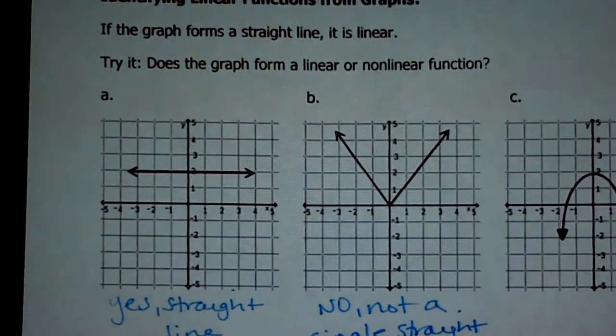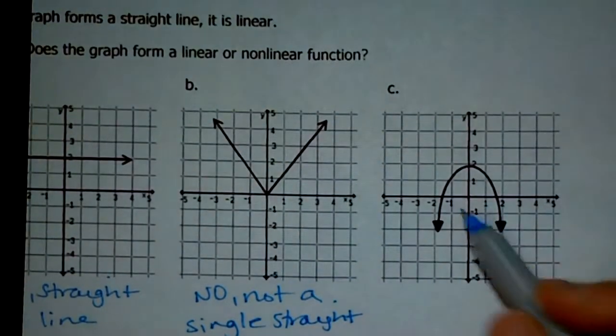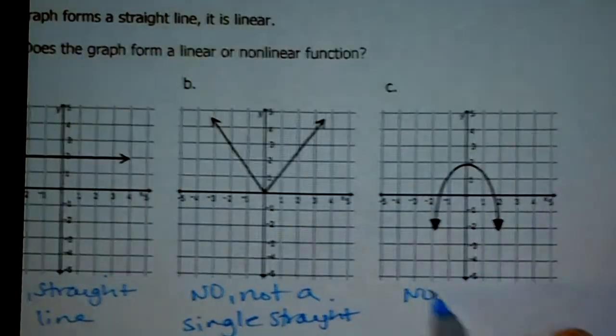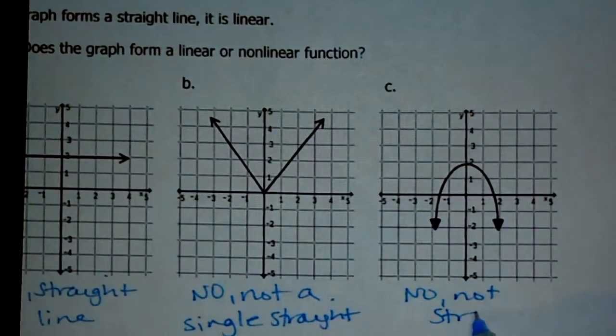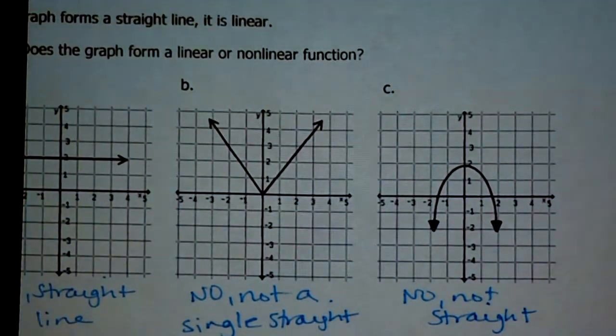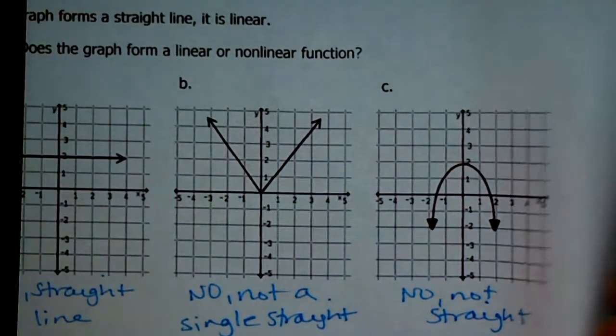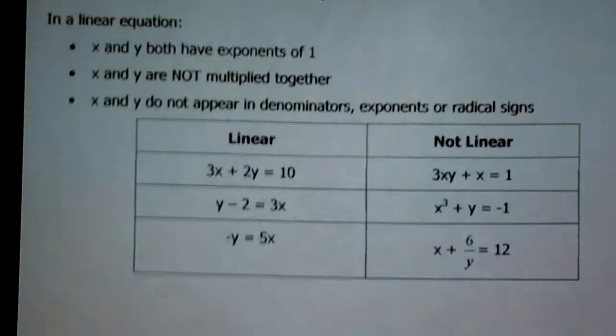And C, yes, you are going to see graphs like this year. This is definitely not a straight line, so no, it's not straight. So that's how you can tell from looking at a graph. I know, pretty tricky. Look for straight lines and you'll know it's linear. Crazy, I know. All right, turn your page. We're almost done. We just have to examine the equations now.